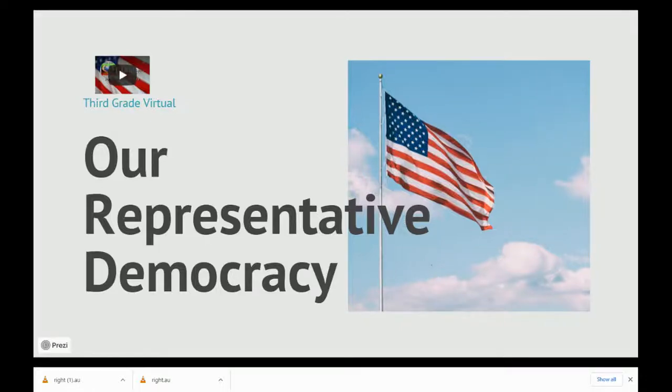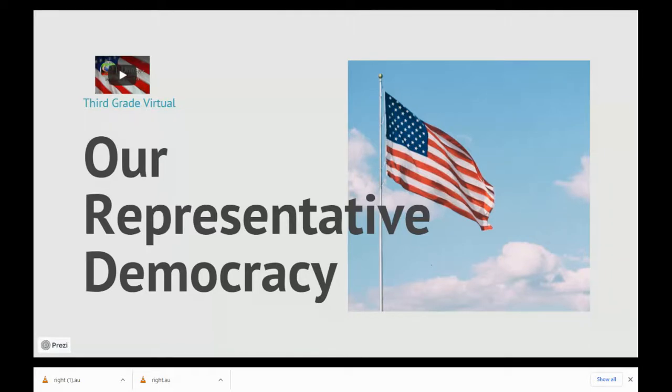All right, guys. So today we're going to do the second lesson in this unit on our representative democracy. Okay, that's going to be specifically what we focus on today. So we looked at the founding documents so far. Now we're going to actually look at our democracy.